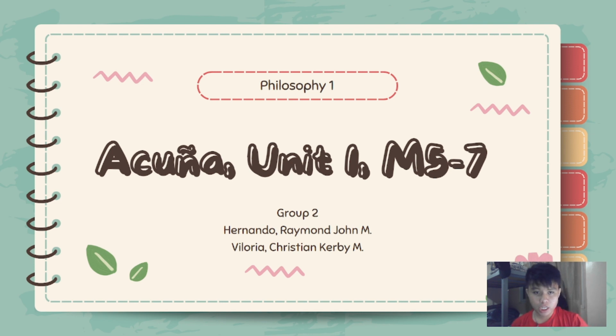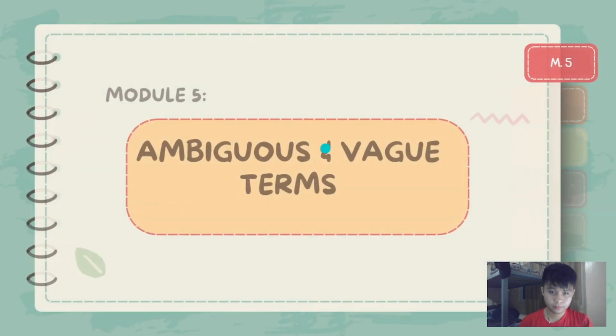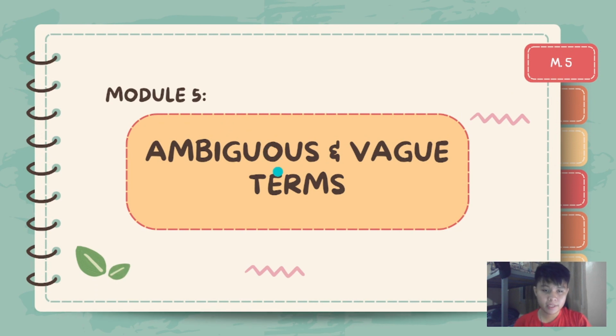Come and join us, and let's start discussing Unit 1, Modules 5, 6, and 7. Module 5: In Module 5, we will learn more about the difference between an ambiguous and a vague term, recognize the ambiguity of evaluated terms, and avoid the fallacy of equivocation.